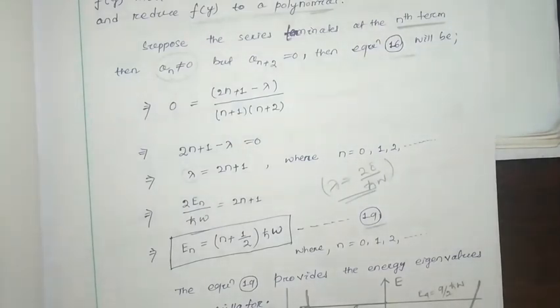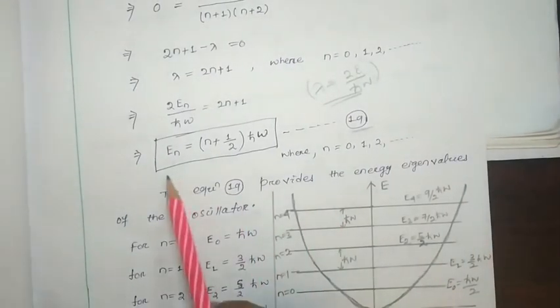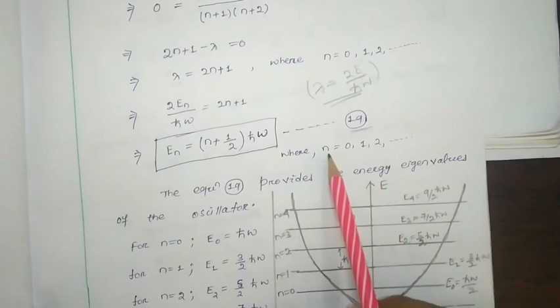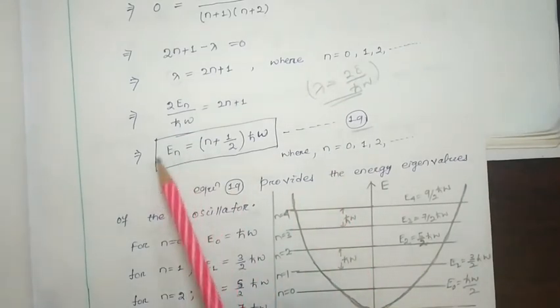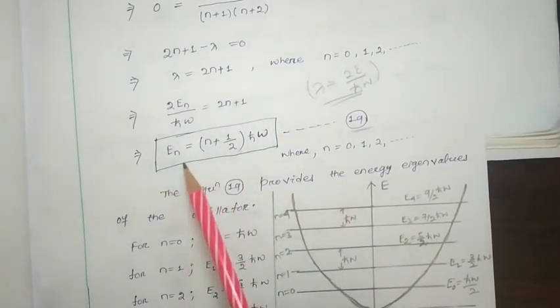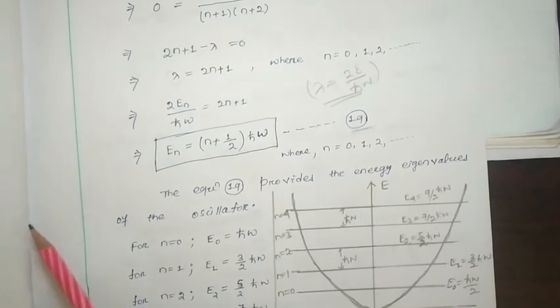Let it be equation number 19, where n is equal to 0, 1, 2, like this. So what we found, from this equation, for each value of n, we are going to get the energy eigenvalue of this linear harmonic oscillator.